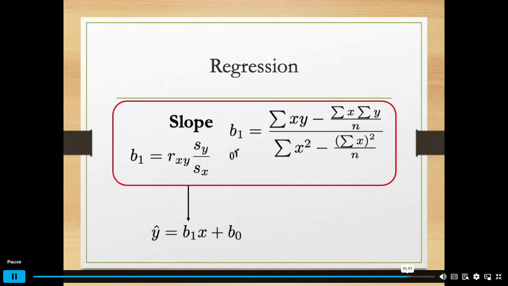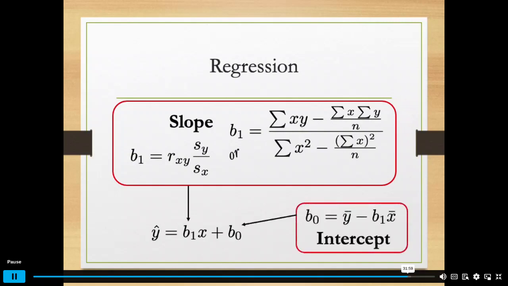This is, of course, only the first part of the equation. We also need to calculate the intercept. This is the point at which the line of best fit crosses the y-axis, and we calculate this by taking the average y value and subtracting from it the average x value multiplied by the slope.